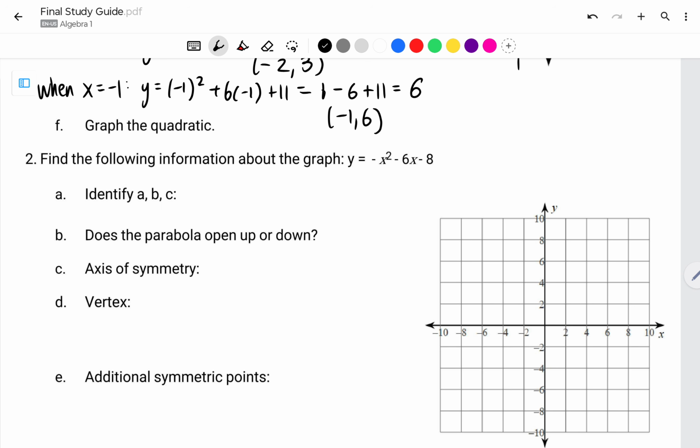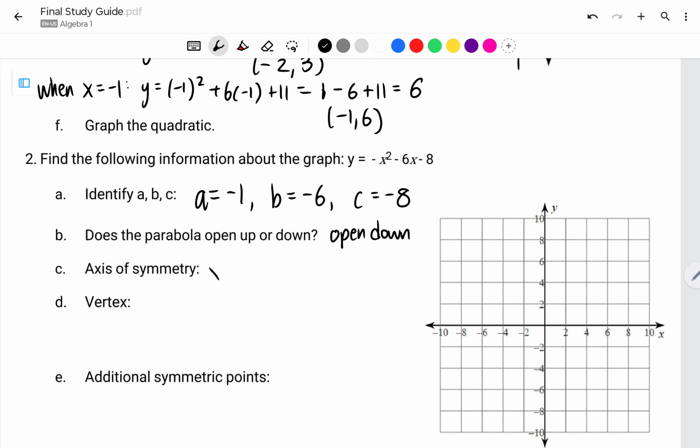Find the following information about the graph. Y is equal to negative x squared minus 6x minus 8. So let's do this again. This time a is negative 1, b is negative 6, and c is negative 8. So we got all negative numbers. Does the parabola open up or down? It's negative, so it's going to open down this time.